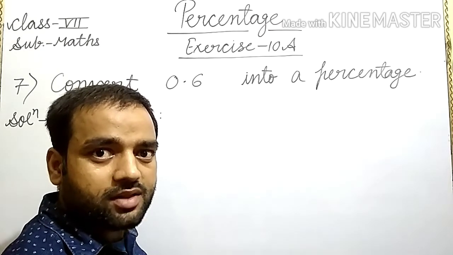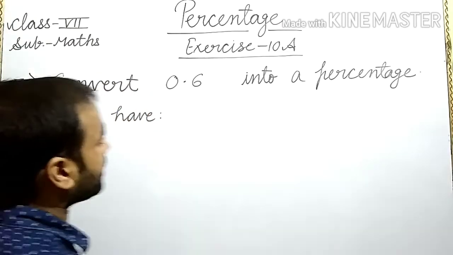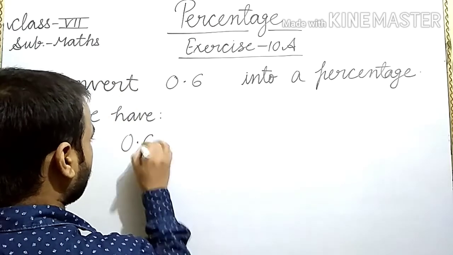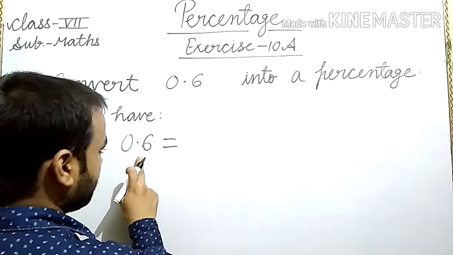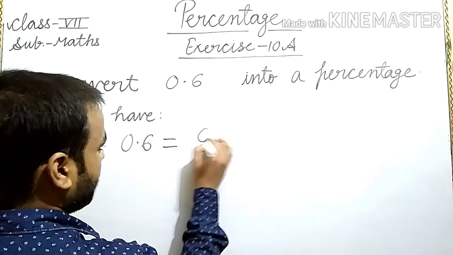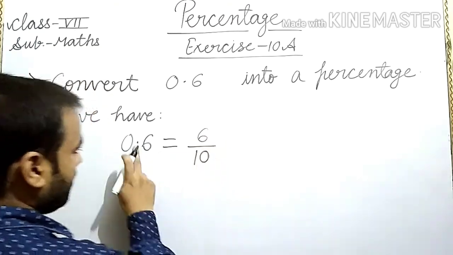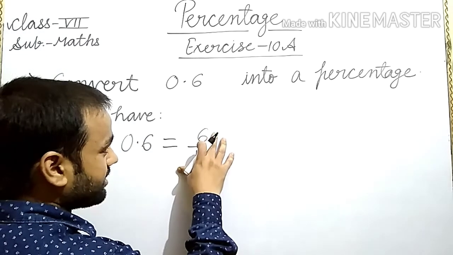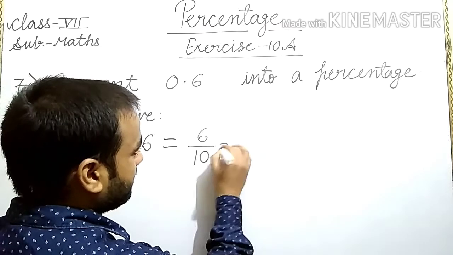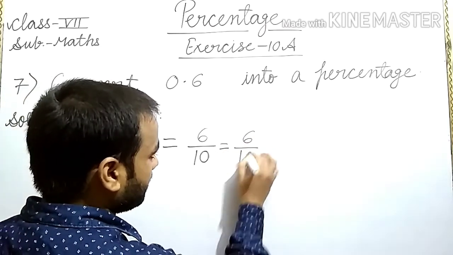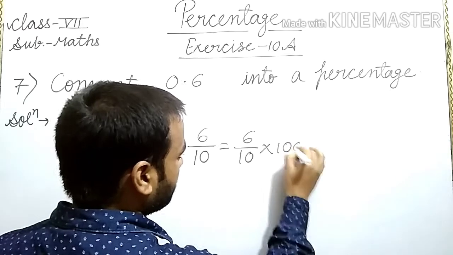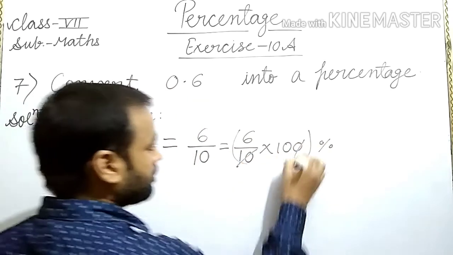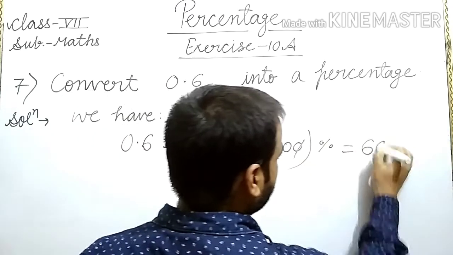Now let us discuss question number 7. In question number 7, convert 0.6 into a percentage. Here given 0.6. Change this decimal into a fraction. Write 6 by 10. Remove the decimal, put 10. Convert this fraction into a percentage, so we multiply by 100 and put the symbol of percentage. 0 cancels out, 6 into 10 is 60%.